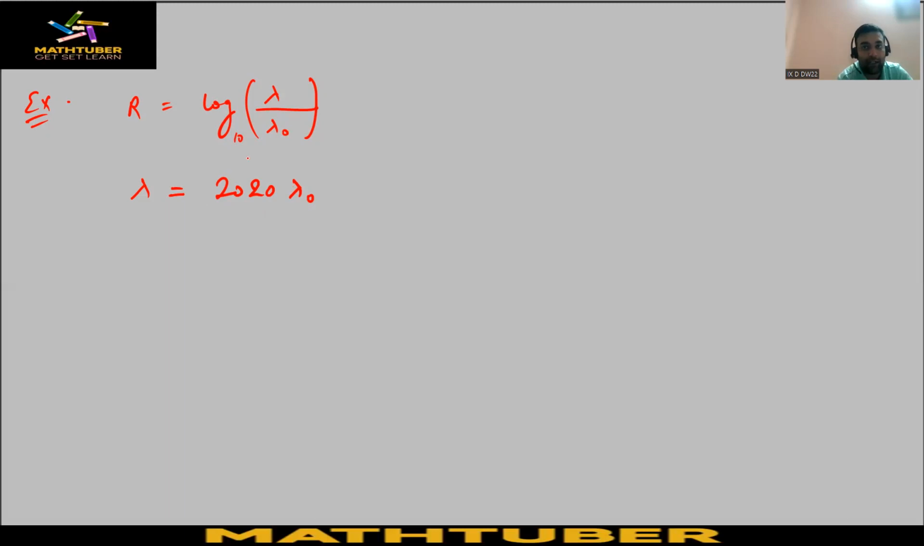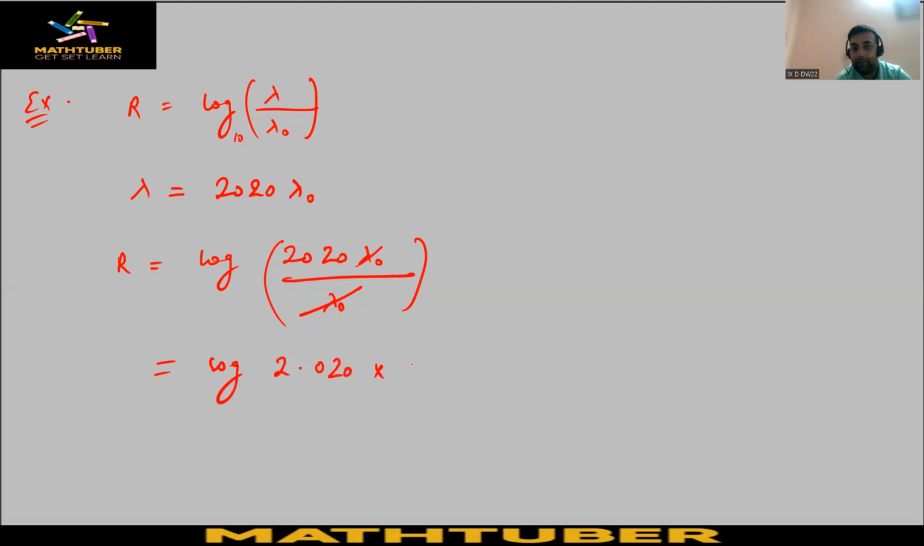So lambda naught is the standard value and lambda is the value which will be given to you. And we have to find out the Richter scale value. So R will be equal to log of, we will put the value of lambda here, 2020 lambda naught upon lambda naught. So these two will get cancelled. And this 2020 will be converted into standard form, 2.020 into 10 raised to power 3. So you can write it as 3 plus log of 2.02.